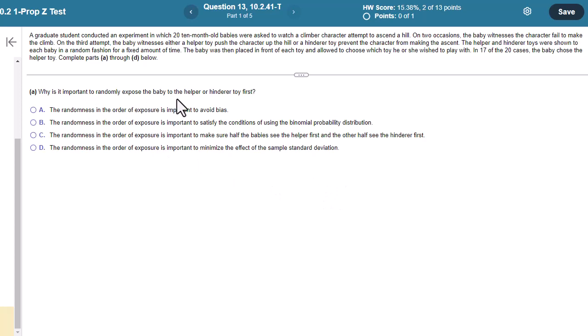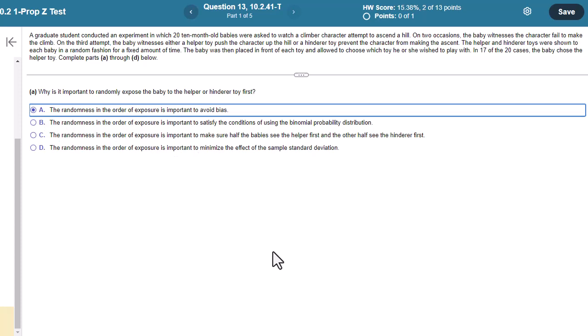Why is it important to randomly expose the helper or hinder toy first? Well, it's all about avoiding bias, right? So let's see what our choices here are. And what was this first one? Randomness in order to expose your infants to avoid bias. Maybe children generally like the first one they see, or maybe the researchers do something different with the helper toy versus the hinder toy. So we've got to be careful with that.